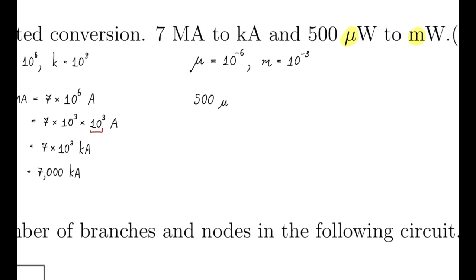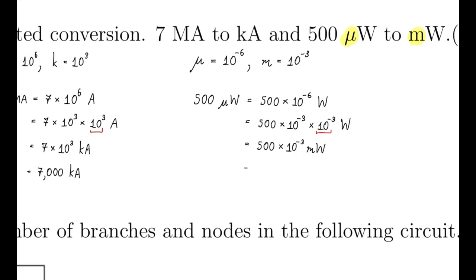We can then rewrite 500 microwatts as 500 times 10 to the power of minus 6 watts. Then, we can pull out 10 to the power of minus 3 to the right, and transform it into milli. Therefore, we get that 500 microwatts is equal to 500 times 10 to the power of minus 3, or 0.5 milliwatts.